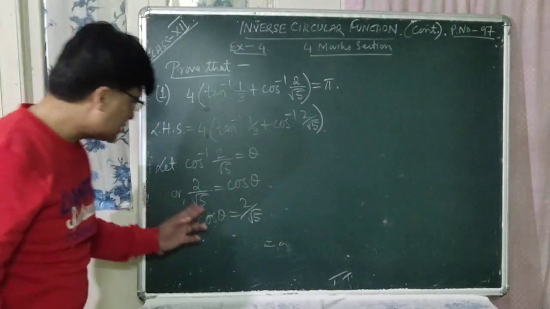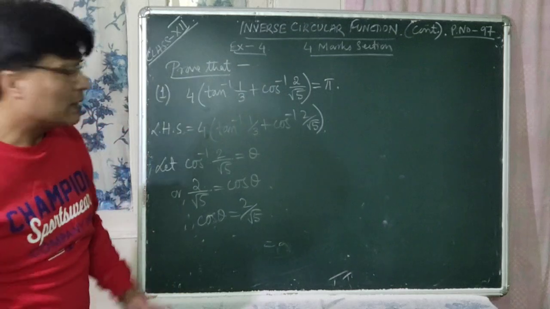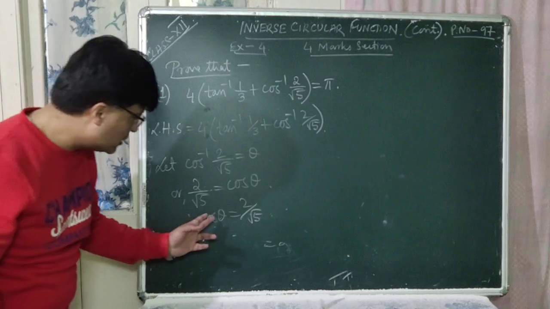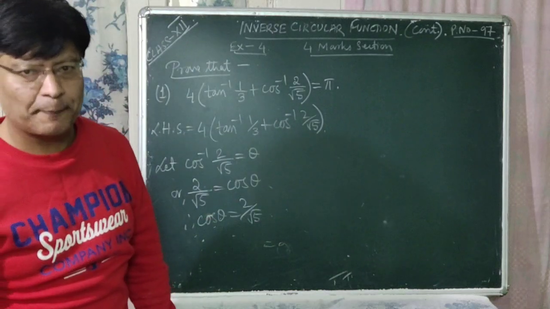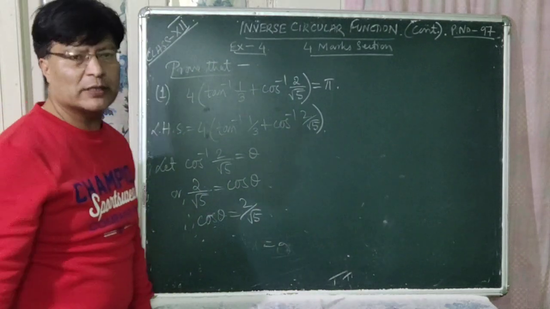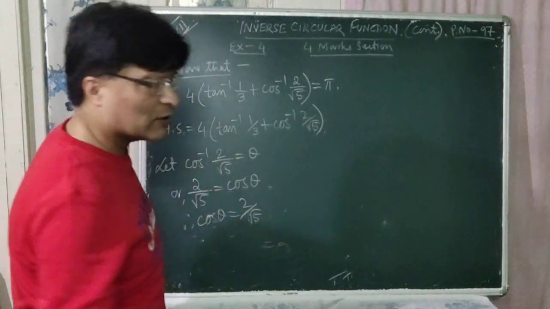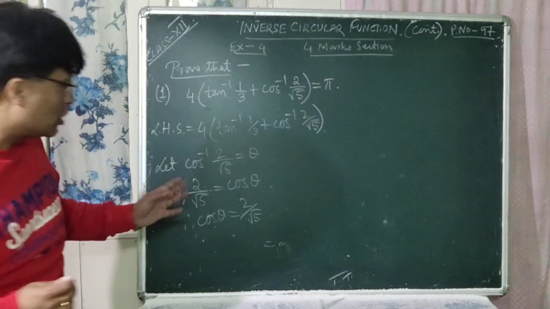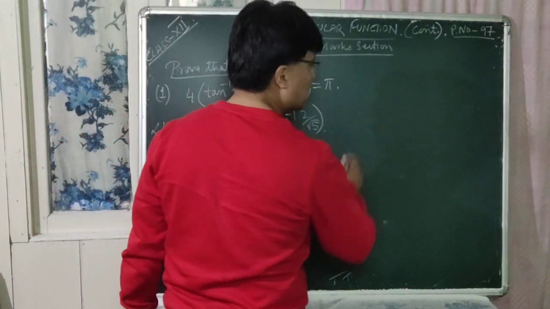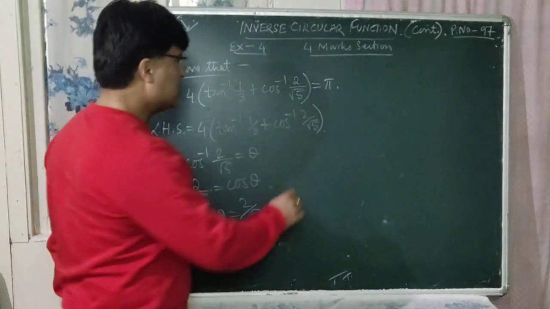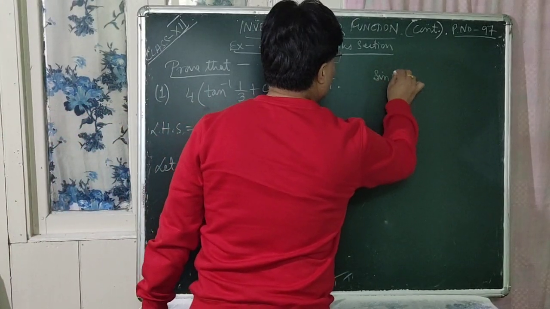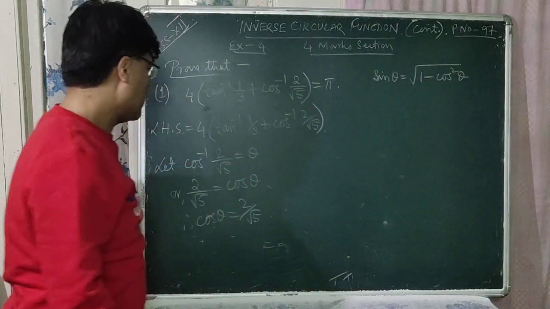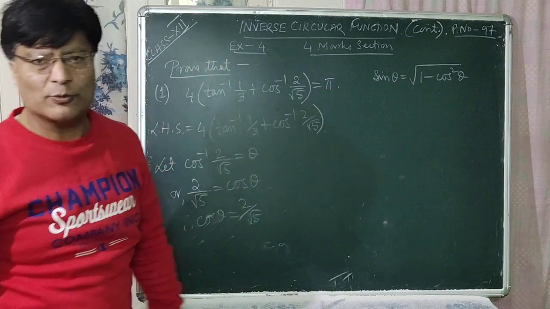Now this cos theta should be converted into tan. In order to convert cos inverse into tan inverse, first of all this cos theta should be converted into tan. Which formula is used here? Tan theta is equal to sin theta by cos theta, isn't it? You know the formula of sin theta in terms of cos: sin theta is equal to root under 1 minus cos square theta. Here cos theta is positive, so sin theta is also positive.